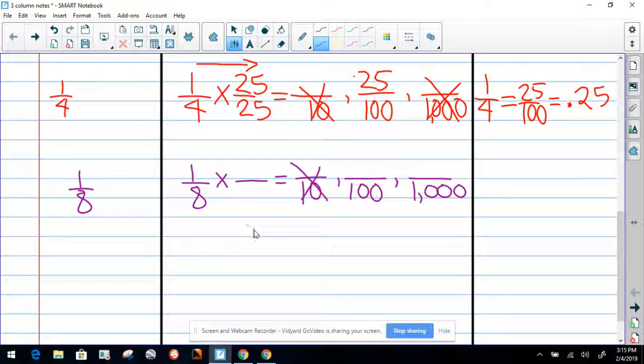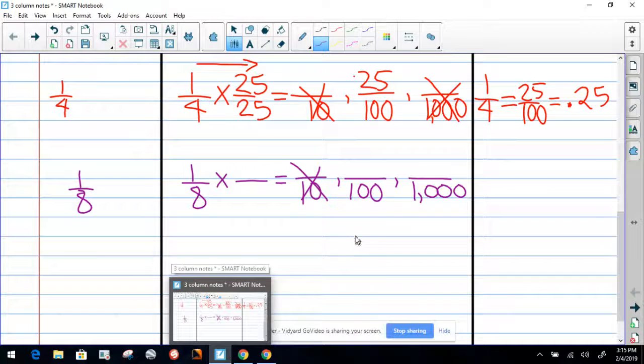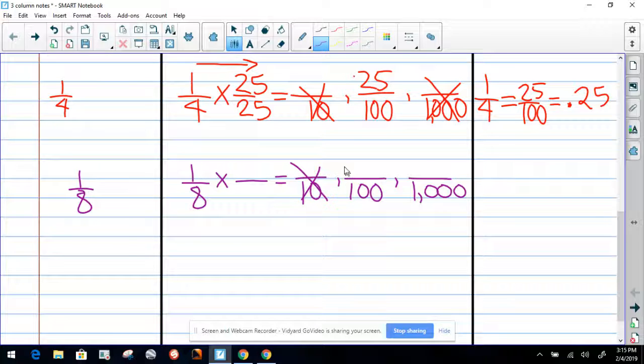8 times 10 equals 80. 8 times 11 is 88. That will not be close to it. So now I know that my answer has to be 125. This I know for a fact, that you have to multiply 8 by 125 to give you thousandths. When you multiply across, your answer is 1 times 125 equals 125.